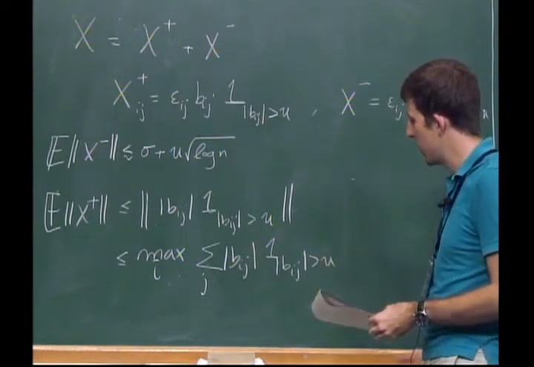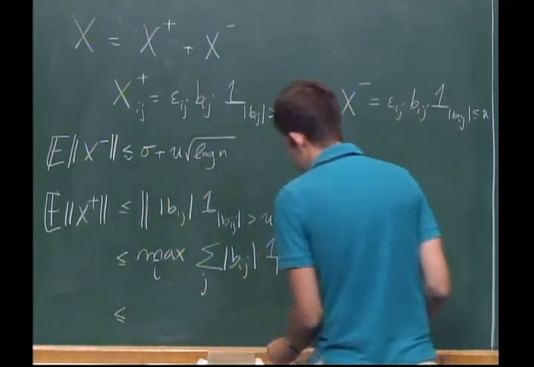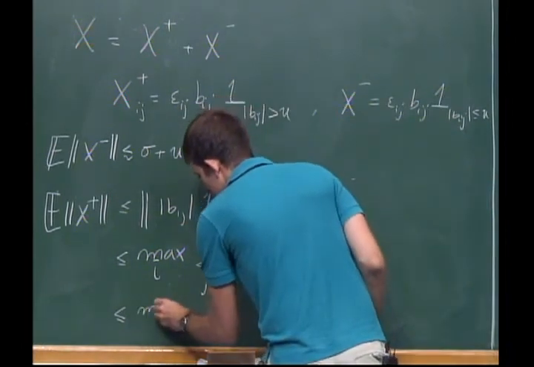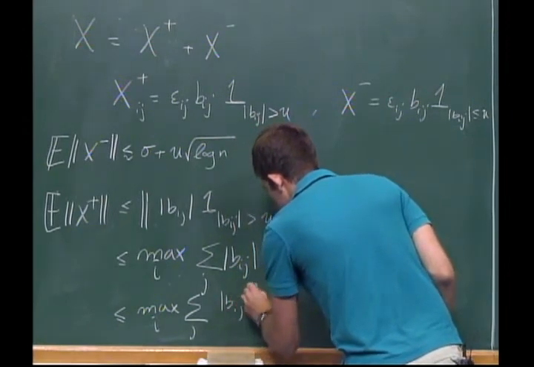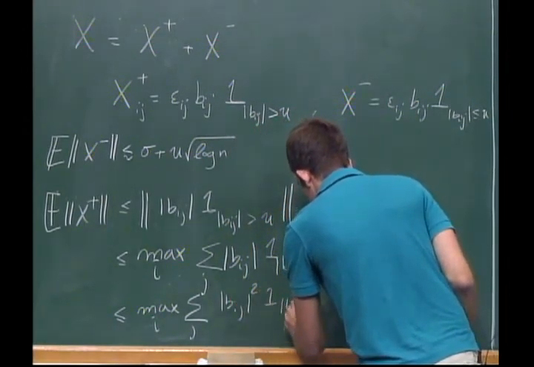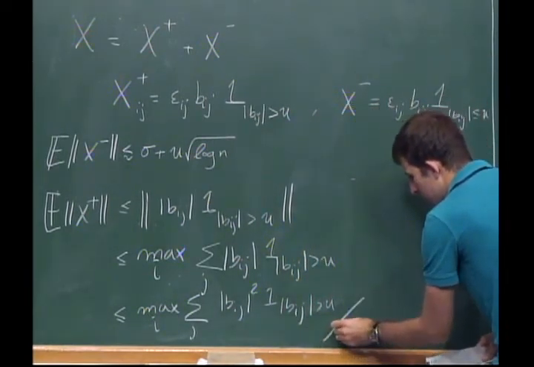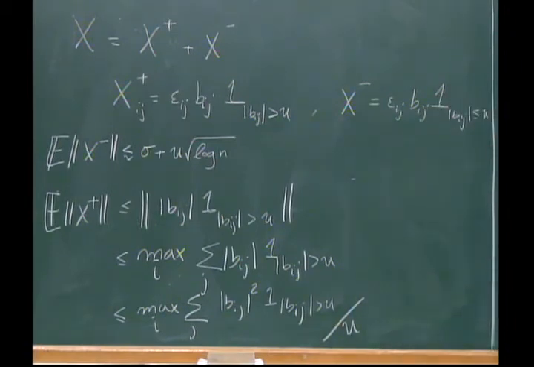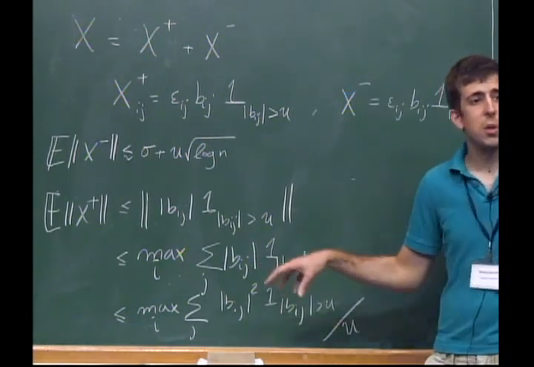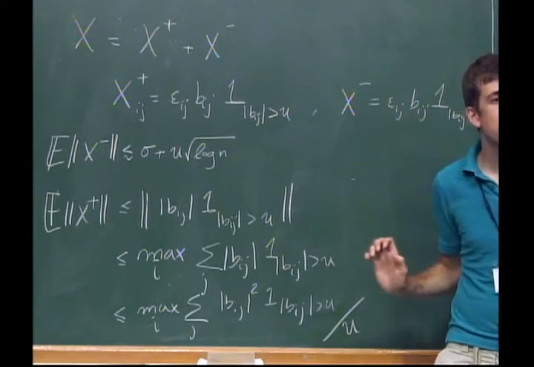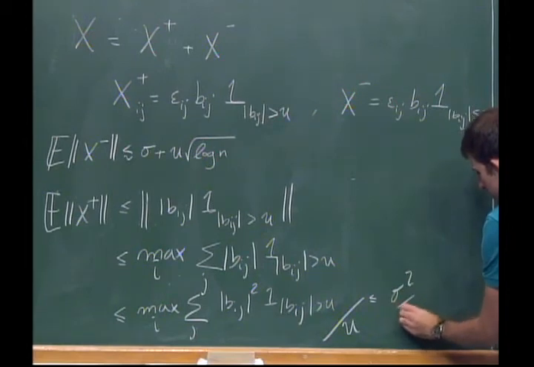Now I want to make this so that sigma starts showing up. How do I do that? I can multiply by b_ij on each entry. So max over i of the sum over j, and then I can make it b_ij squared. Everything that I multiplied by was bigger than u, so I get to divide by u, and I'm still bigger. Because there was just one before, I made it square. Every entry I multiplied by b_ij, and all the b_ij's are bigger than u, so I get to divide by u. Okay, so now what is this? This is for sure smaller or equal than sigma squared over u.